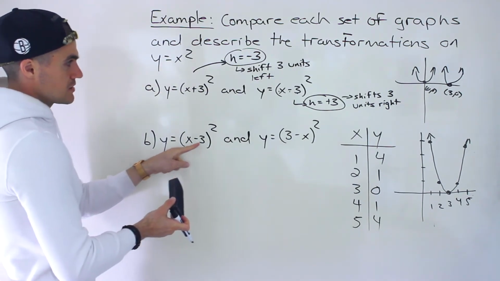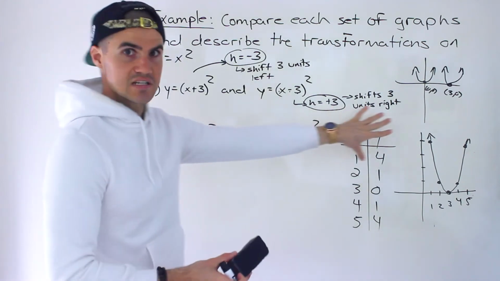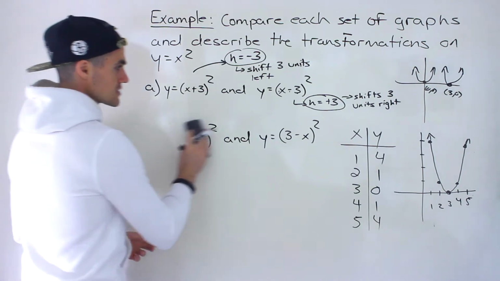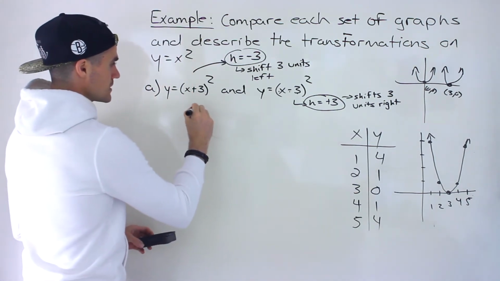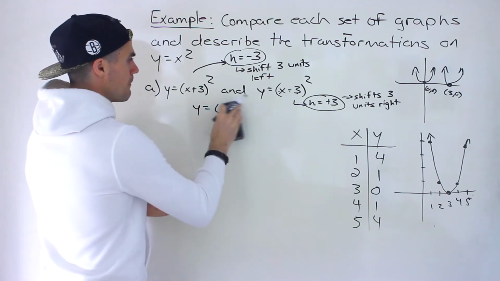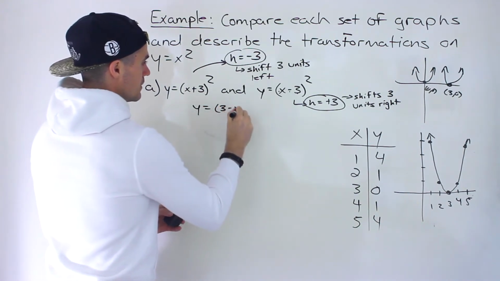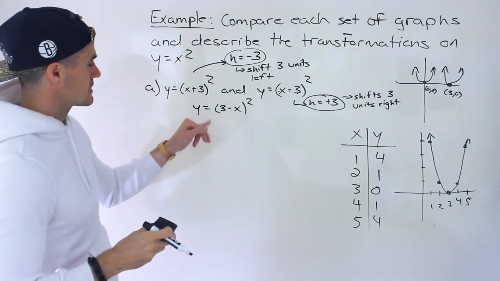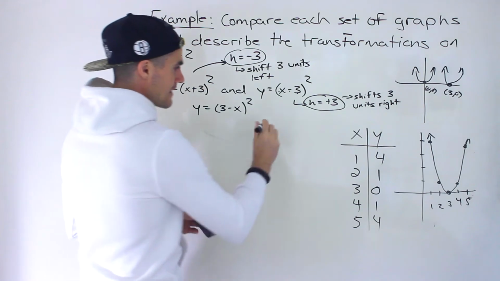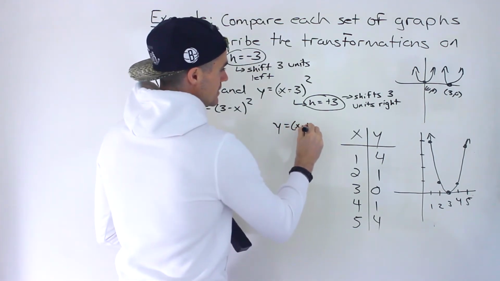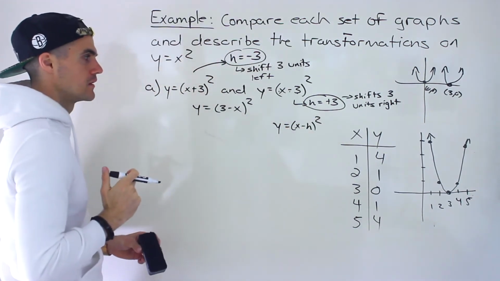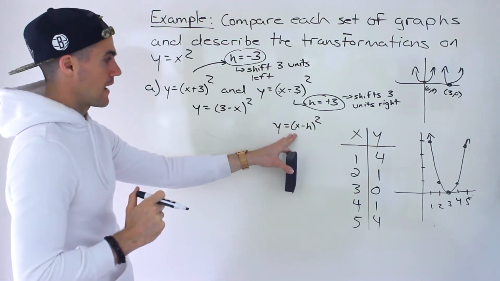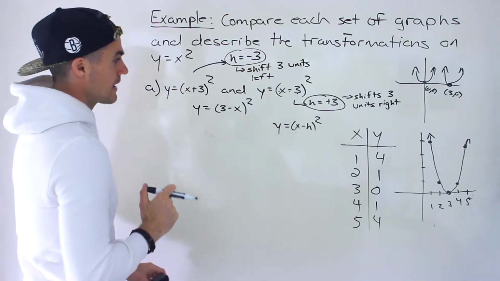Now, x minus 3 to the power 2, notice it's the same as this. So we just did all that work over here. But what about this graph here? This y equals 3 minus x, let me give myself some room here. So we got 3 minus x to the power of 2. Notice how this one is sort of in a unique format. It's not in that x minus h squared format. Okay, but we can take this and put it in this format. And I'm going to show you how in a sec.